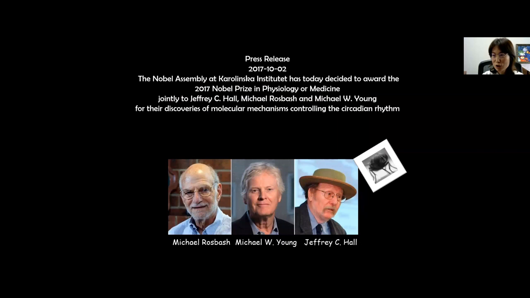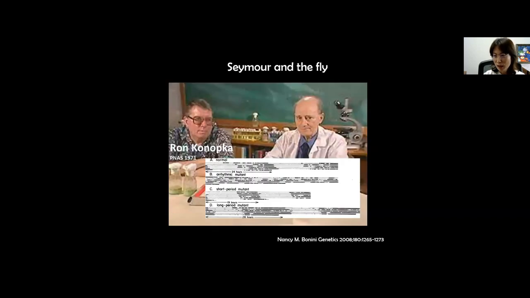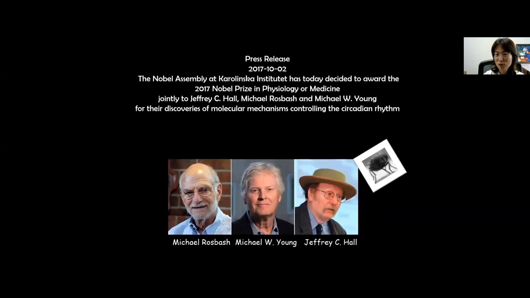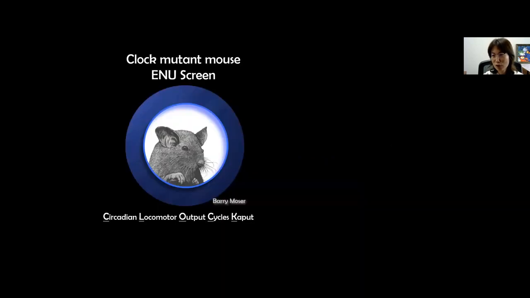And many years later, three famous scientists in the circadian field, Jeff Hall, Michael Rosbash, and Mike Young, cloned this initial fly period mutant, and then received the Nobel Prize very recently. And after that, fly circadian rhythm research really developed based on their finding, because now you have the handle on where to start studying.